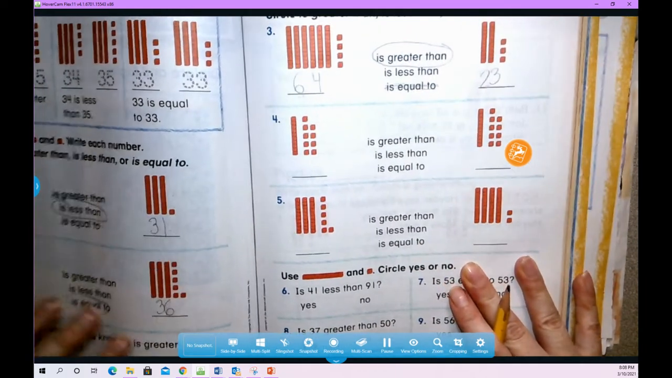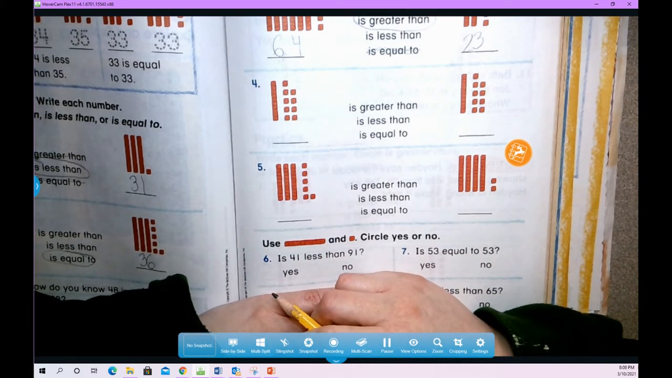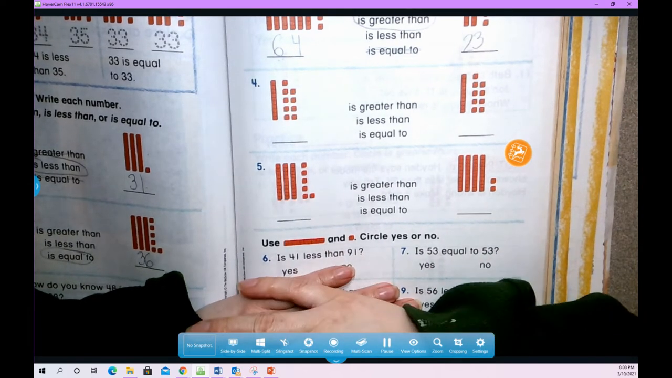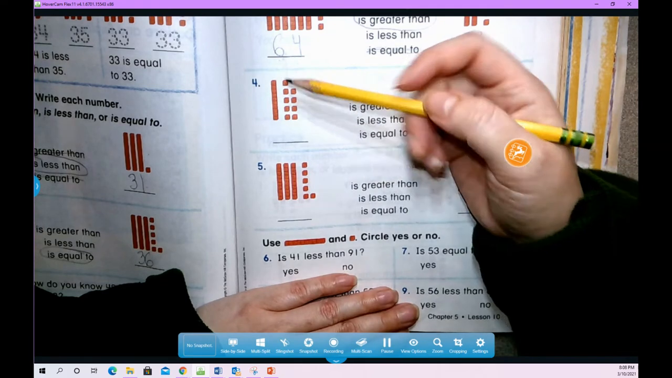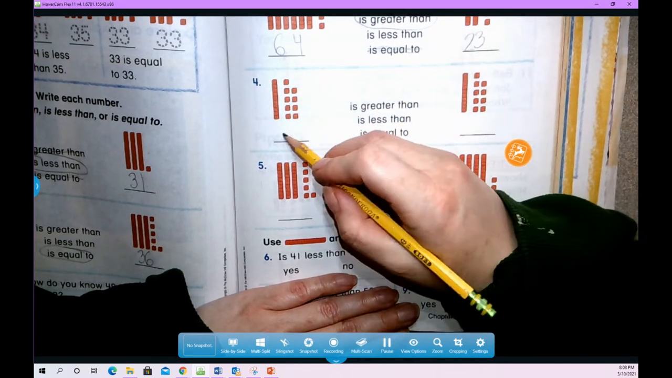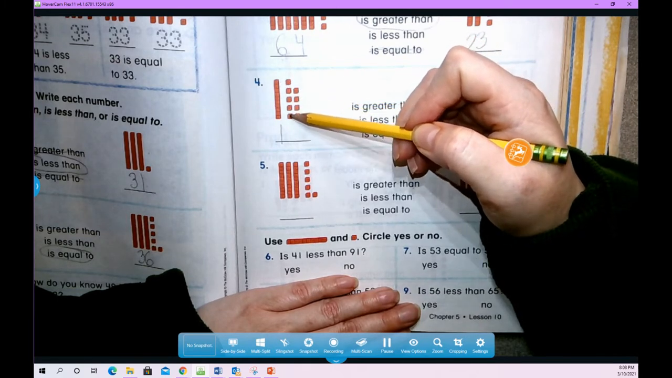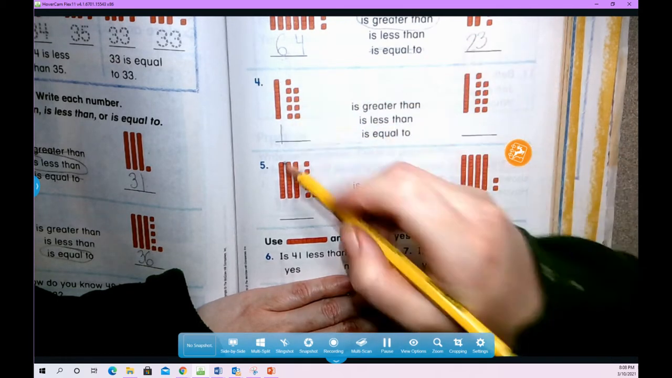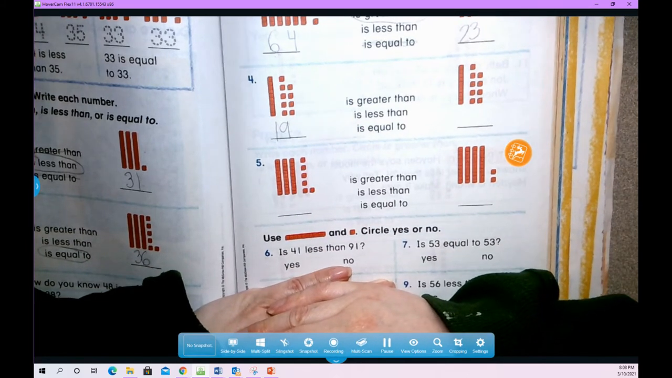Okay, let's try the next one. I want you to find the numbers for me. Find the numbers. Okay, pause the video if you need more time. If you don't need time, we're going to go through it together. So we have 1 ten and 1, 2, 3, 4, 5, 6, 7, 8, 9, 9 ones. That means there are 19 cubes there.